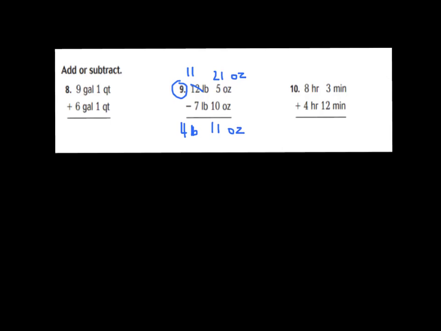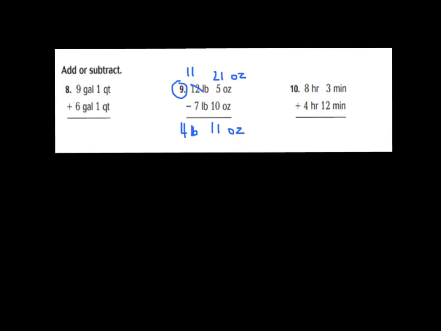Now, if you want to try and do 8 and 10 on your own, you're more than welcome for the extra practice. You can add 9 gallons 1 quart plus 6 gallons 1 quart. You can also add 8 hours, 3 minutes plus 4 hours and 12 minutes. This should not actually be hard for you at all.